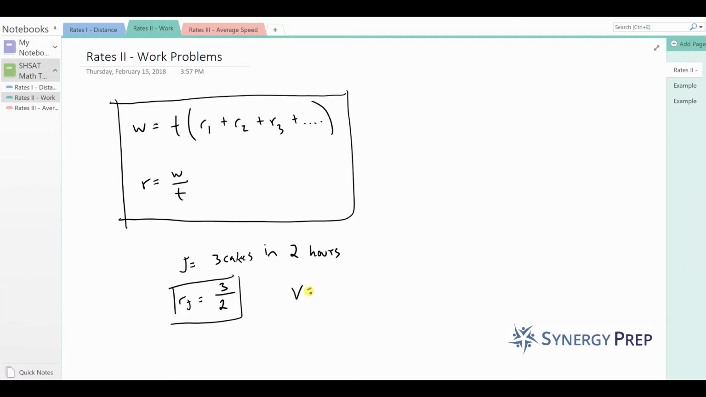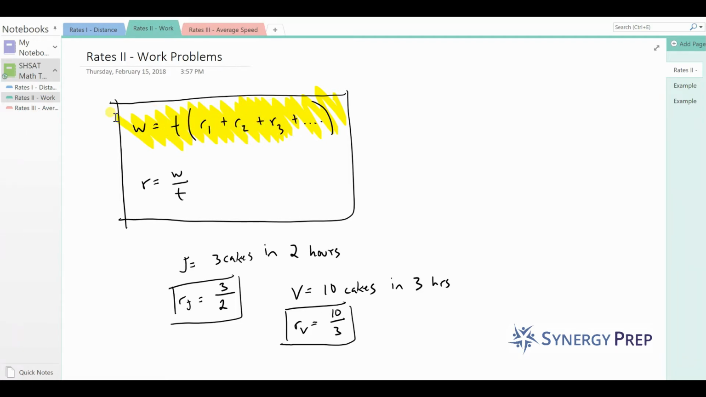Say Vanessa can bake 10 cakes in 3 hours. What is her rate? Well, it's just going to be work over time, so it's 10 over 3. And that's it, guys. What you have to do for these problems is find the individual rates and then just plug it into this equation right here. And it's as simple as that. Let's look at some examples.